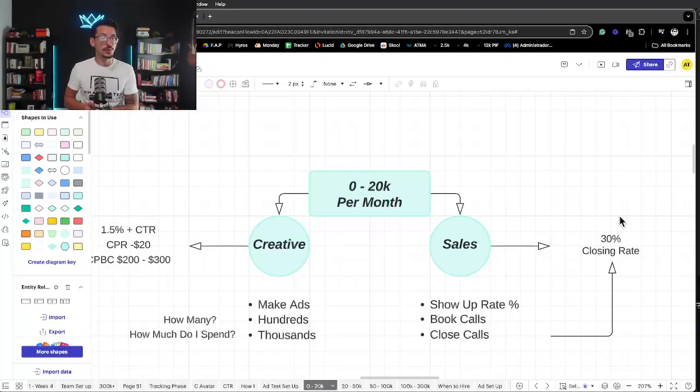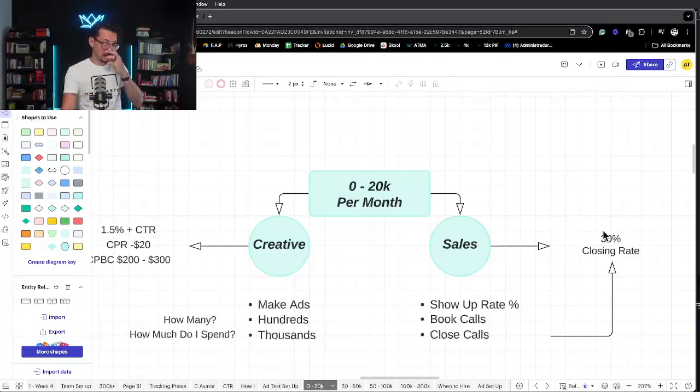That's why, if you get to 20 booked calls a week and you have a 30% closing rate, you will hit 6-figure months. There's just no way around it. That's just literally how it is. I've done it. We've done it hundreds of times with different companies. If you want to scale to 6-figure months, try to get to 20 booked calls.